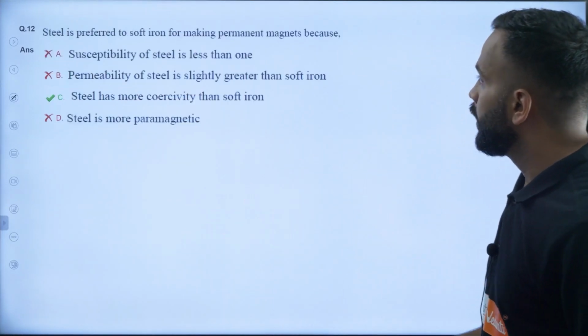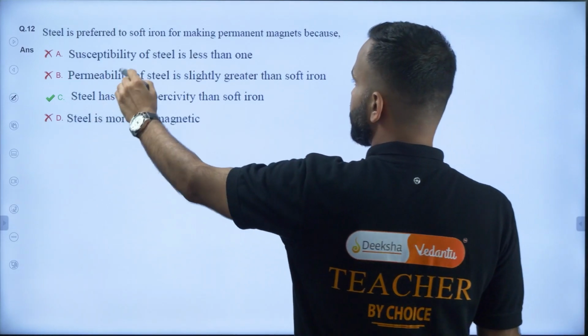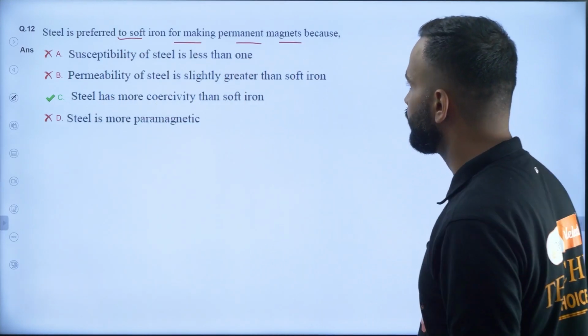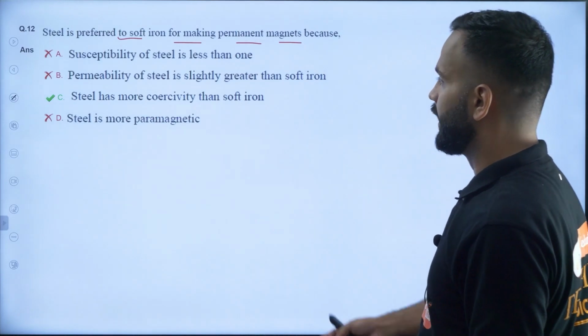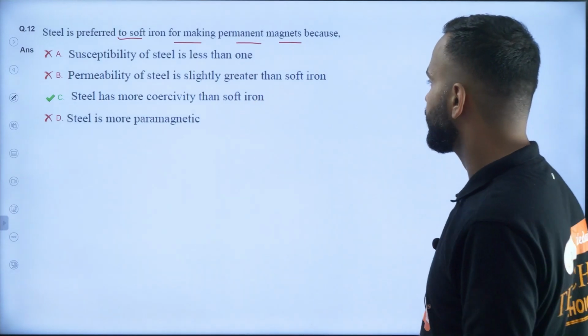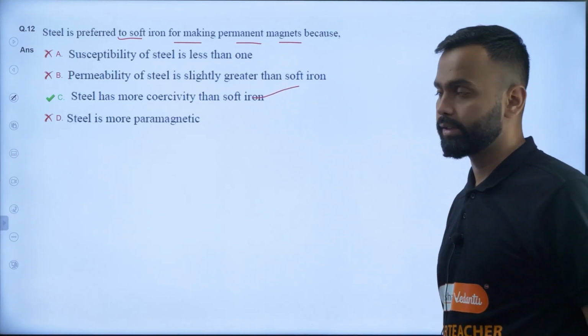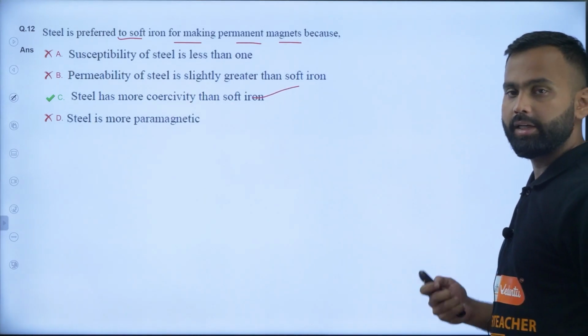Question number 12. Steel is preferred to soft iron for making permanent magnets because steel has more coercivity than soft iron. So this is the correct option, C. A direct, theory based question.